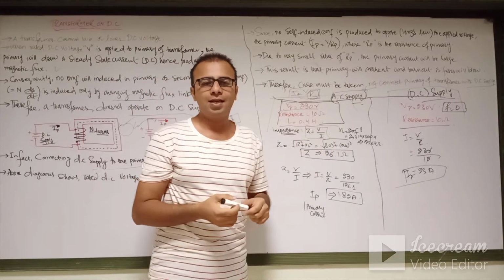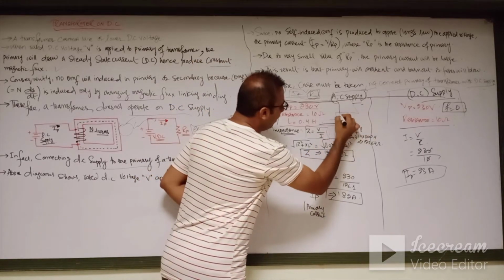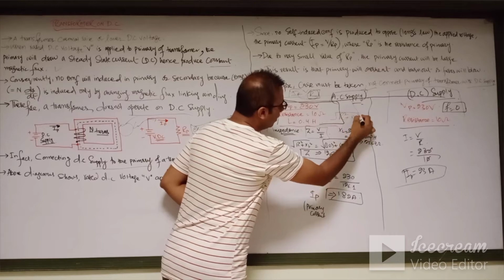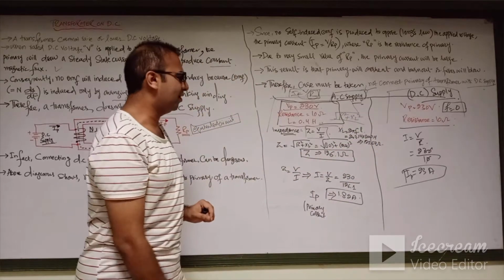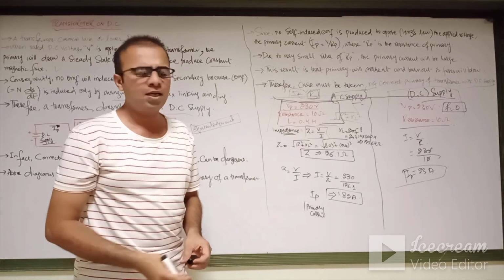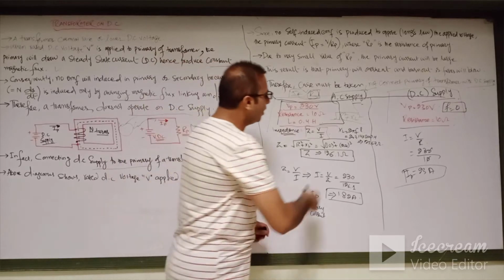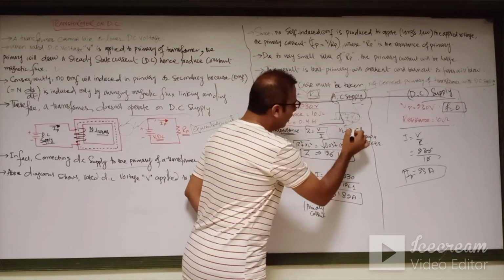Now, if we have an inductive circuit, the impedance will be the square root of R square plus XL square, the resistance and the inductive reactance. So we can easily find the impedance from this formula. And the inductive reactance can be calculated as 2 pi FL.